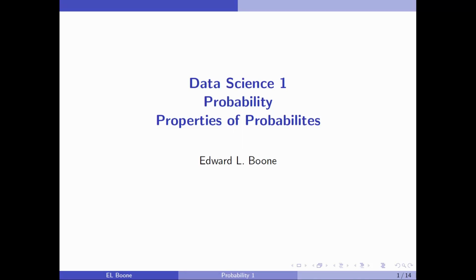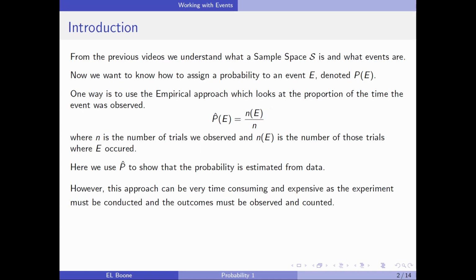Welcome to Data Science 1, Probability, Properties and Probabilities. So, quick review from last time. We talked about sample spaces. We know what events are. We know how to come up with the probability of E, both empirically and with the equally likely approach. And we noticed that this can be time consuming. One, we have to know how to count, and two, we have to do the experiment.